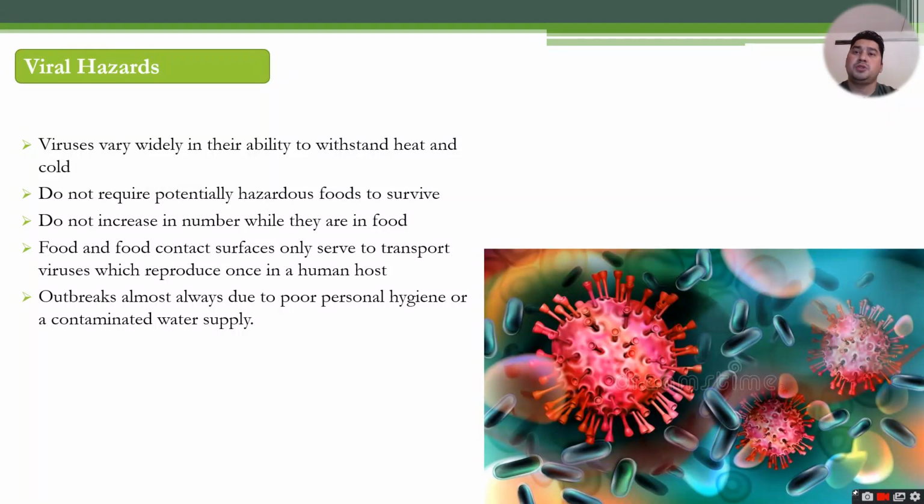Outbreaks are almost always due to poor personal hygiene or a contaminated water supply. If your water supply is contaminated, then norovirus is a common virus that you can get through the water sources.